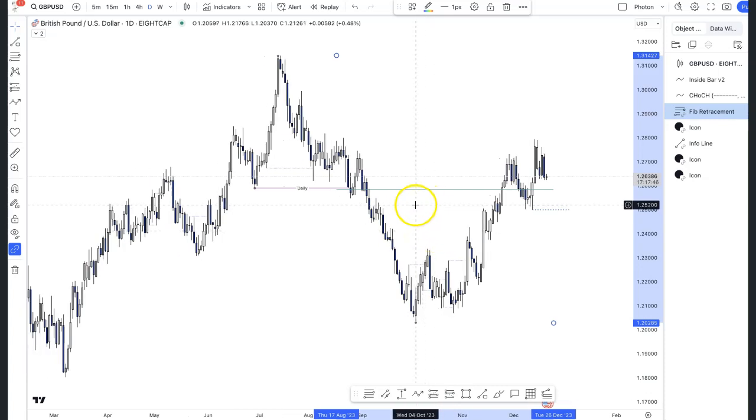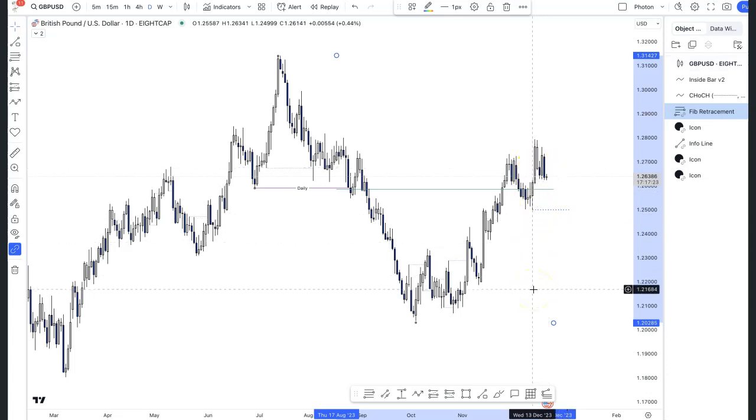So I now look at the pullback. I would be looking at shorts to continue the trend only once we are in the premium. Otherwise, I will be looking at longs. So this is as far as the daily is concerned. We are currently in the premium, and it makes sense to look for shorts if the trend is to continue.